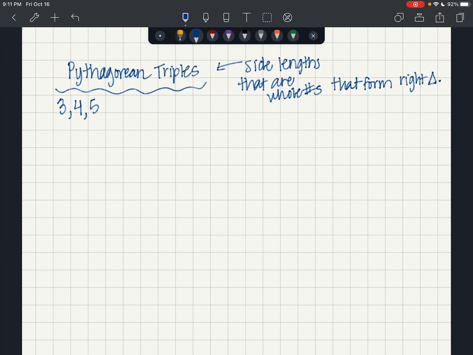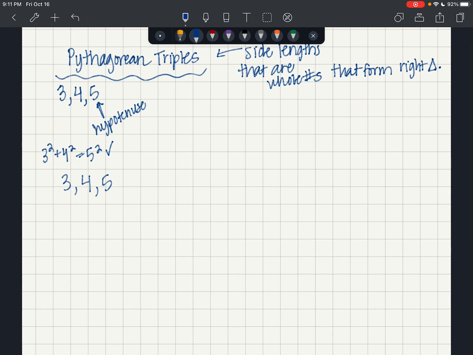So 3, 4, 5, those three sides are side lengths. 5 is the hypotenuse because it's always the biggest side. 3 and 4 are the legs. 3 squared plus 4 squared equals 5 squared. Check. 9 plus 16 equals 25. 3, 4, 5, that's what we call a parent triple.